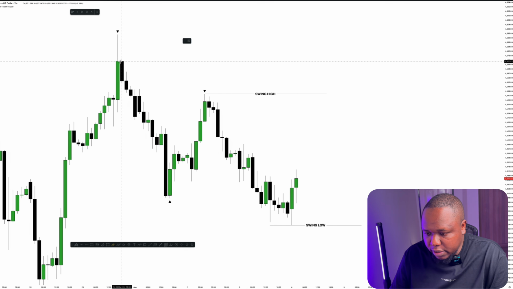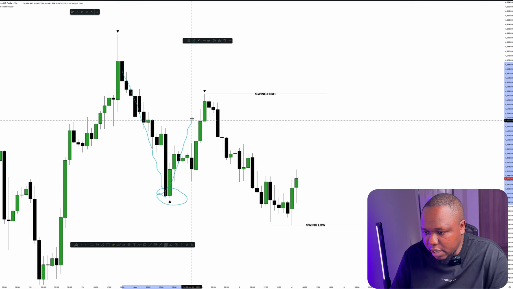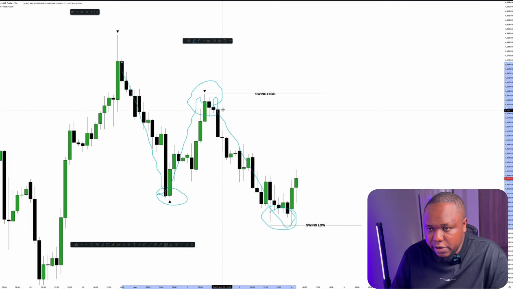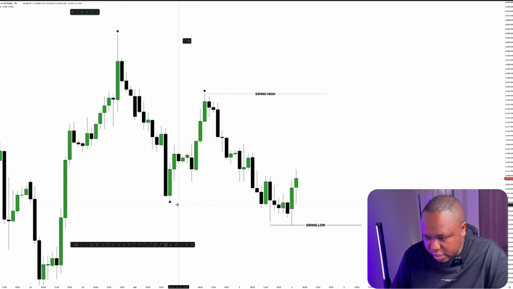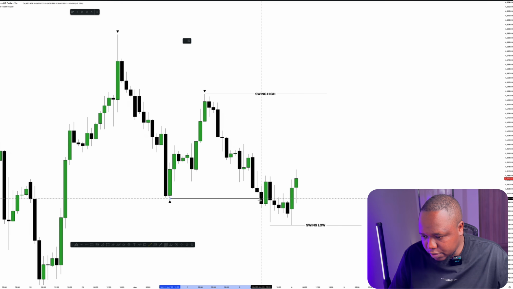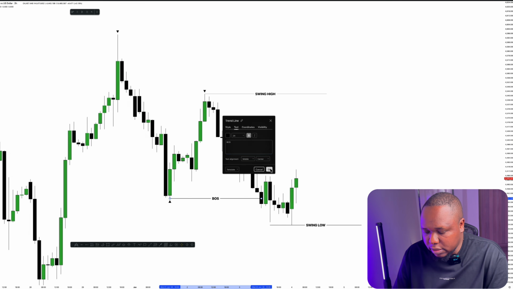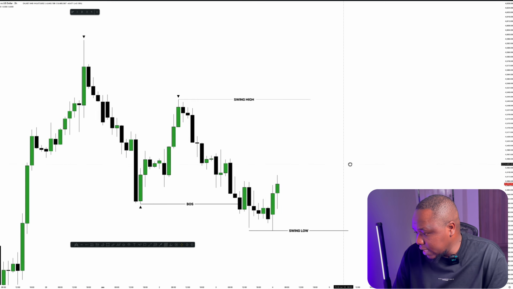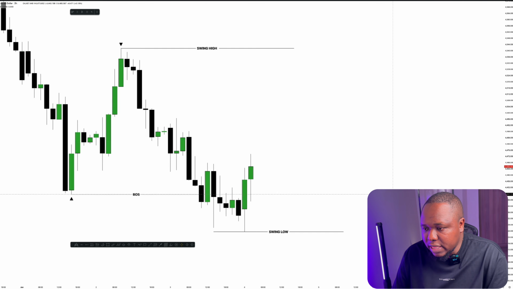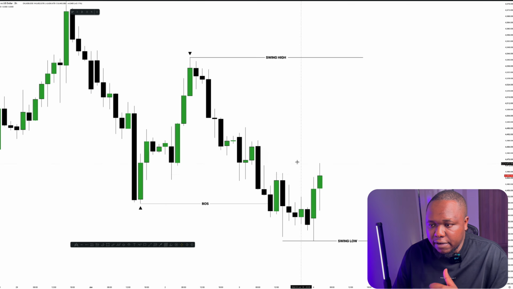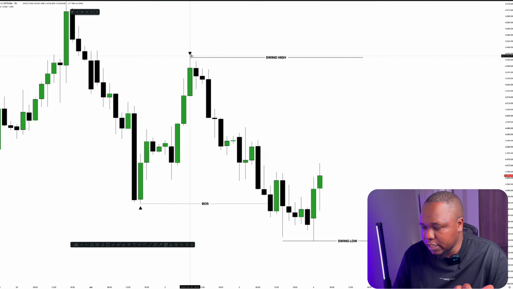Now we can see that the market pushed to the downside, creating this previous low, pushed to the upside, creating this current high, and pushed down, creating this current low that we have right now. So this simply means that this area here is our break of structure. Let us name this as our BOS, our break of structure. Now I've identified my swing high and swing low, as well as my break of structure.